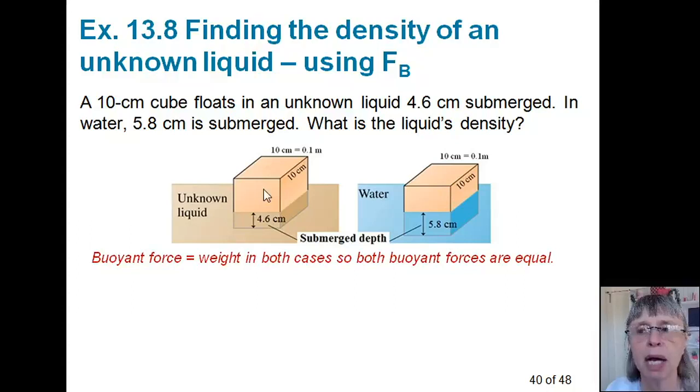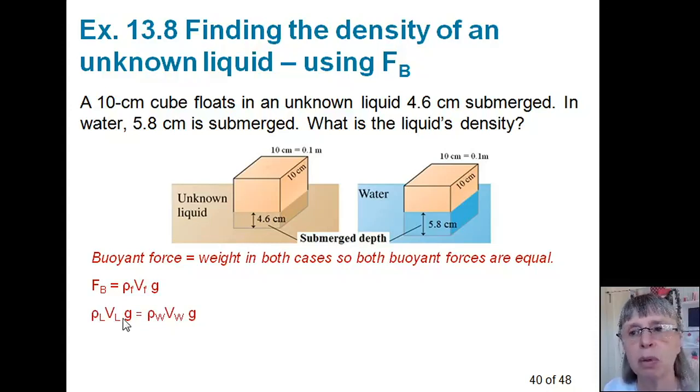Since the weight of the block is the same, it's the same block, we know that in both cases the buoyant force is equal. We also know that the buoyant force is the density of the fluid times the volume of the fluid that is displaced times g. So I'm going to set those two buoyant forces equal to each other. Here we've got the density of the liquid times the volume of the liquid times g is equal to the density of the water times the volume of the water displaced times g.